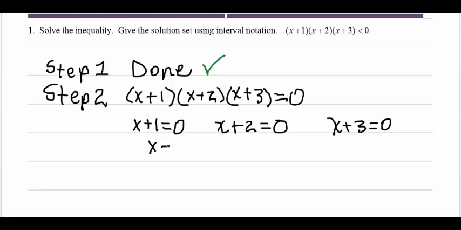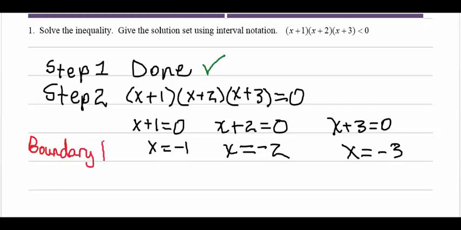If x plus 1 is 0, that means x is negative 1. So I would replace all of the x's with negative 1, and then this expression would equal 0. If x plus 2 is 0, x is negative 2. And if x plus 3 is 0, x is negative 3. So we've completed step 2. These numbers are our boundary points, or boundary values. These are the numbers that make the polynomial 0.